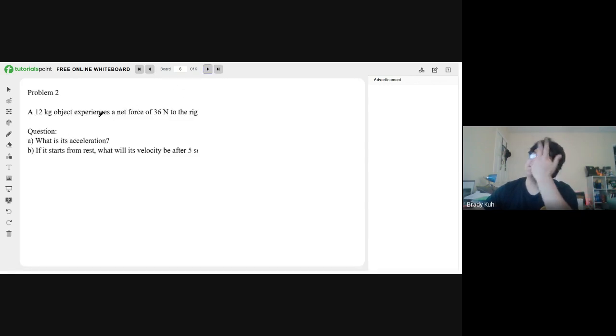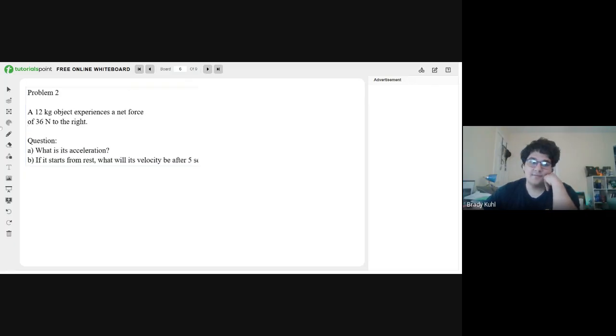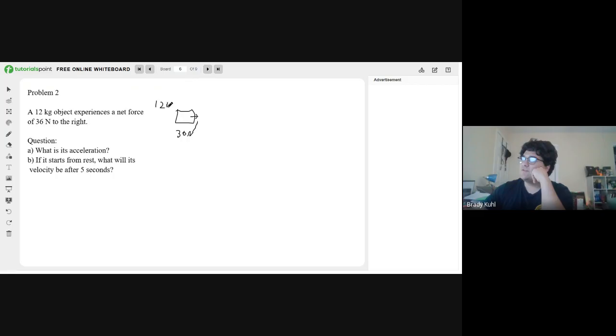The other problem: a 12 kilogram object experiences a net force of 36 newtons to the right. Oh, look. A similar type of problem I solved. This is pretty much where you have a box. I'm going to draw the box. You've got 36 newtons to the right, and the box is 12 kilograms.